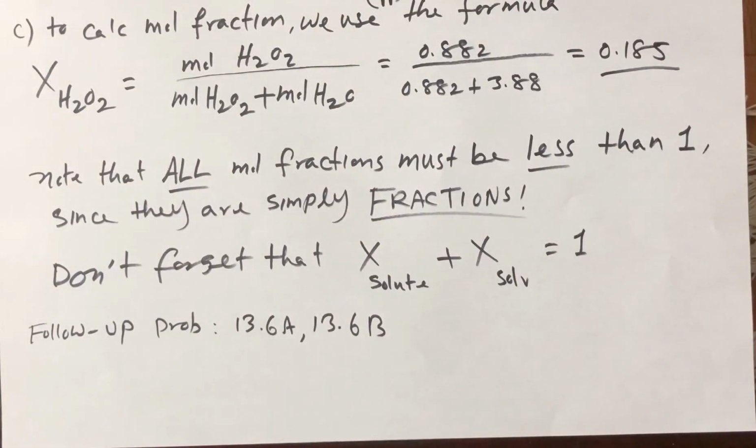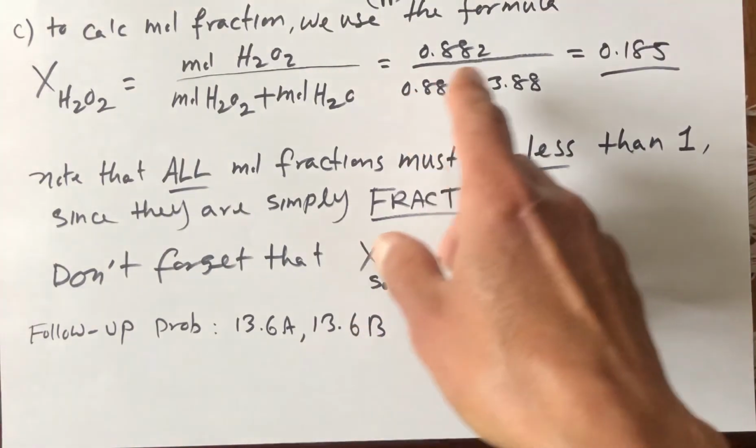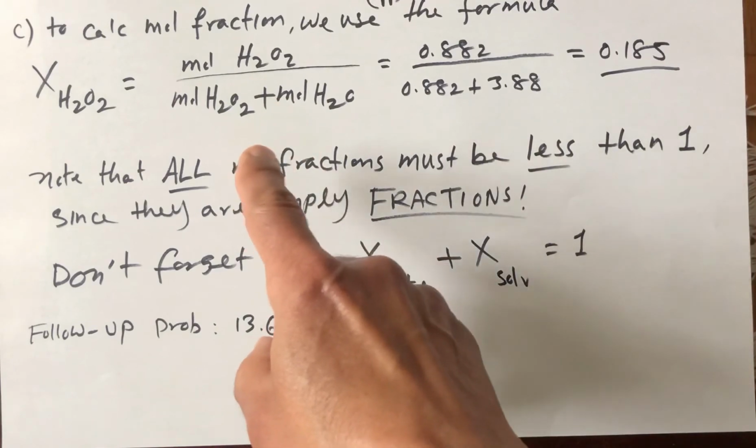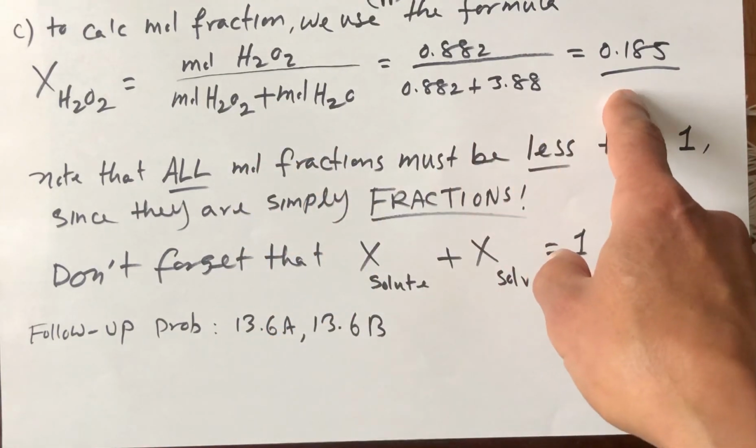Now, the last part of this problem is to calculate the mole fraction for hydrogen peroxide. In order to calculate the mole fraction, all we need is the number of moles of the various components, which is H2O2 and water. We already calculated those numbers in the previous parts of this problem, I think it was part A. So we just basically plug in the numbers: moles of H2O2 divided by moles of H2O2 plus the moles of water, and that will give us 0.185.